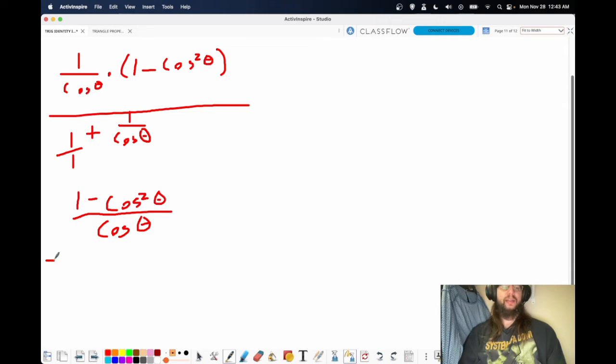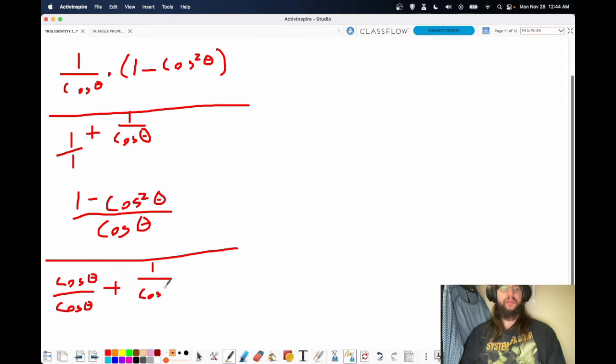We're going to need to rewrite this 1 right here with the same denominator as this thing, which is the cosine of theta. I know my denominator needs to be cosine of theta, so what does my numerator need to be? Well, to get from 1 to cosine of theta, I multiply by cosine of theta. Do the same thing on the numerator. Anything divided by itself is indeed 1, so we're good. Now, technically we'd say plus 1 over cos. I'll go ahead and do it, but I will let you skip to the next step without writing this step if you want to.